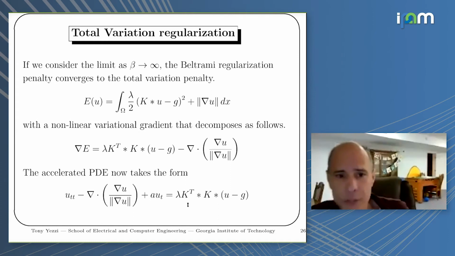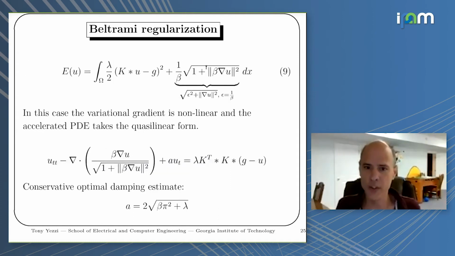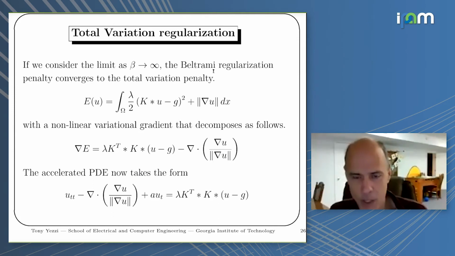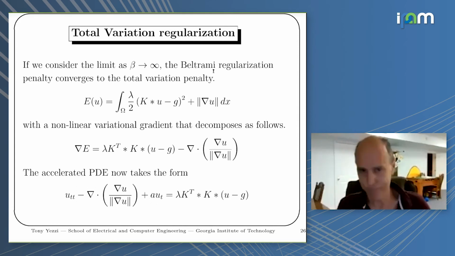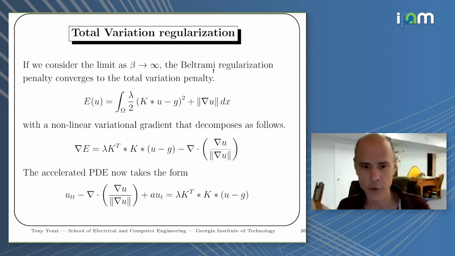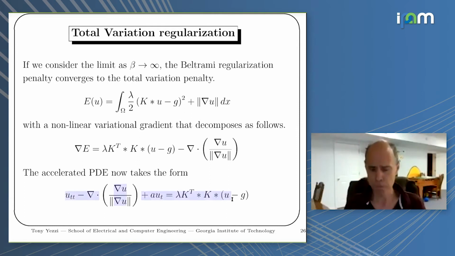Now, as you let your Beltrami parameter here go to infinity, this converges to total variation. Now, you can't do an optimal damping anymore for this, but you still get damping, and you still get an improved convergence. It's just that you have to manually come up with a reasonable damping for this one. There's not a nice quick formula for it. But nevertheless, you do get the following PDE.